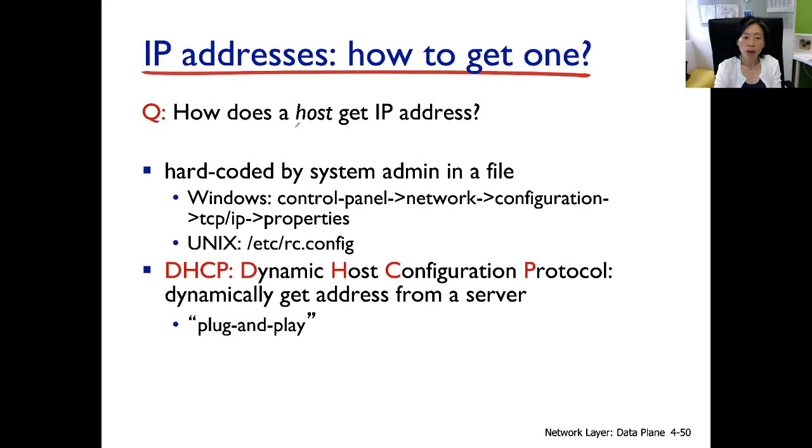Let's talk about how a host gets an IP address. There are two ways, especially in the older time. You have to talk to the system admin first. The system admin is going to give you the IP address, and then you manually type in the IP address at the specific place in an operating system.